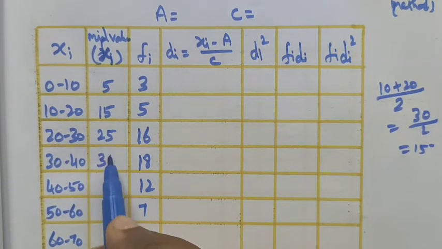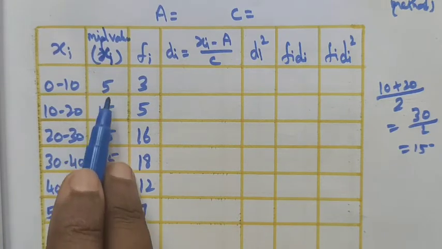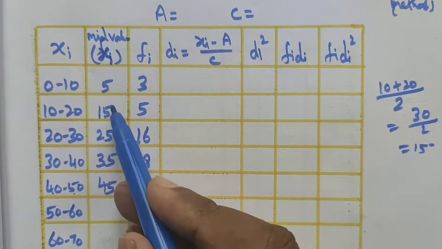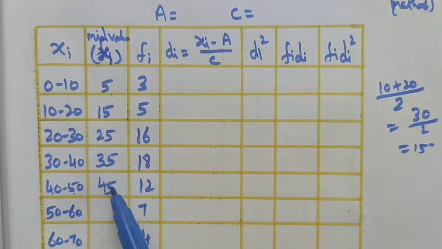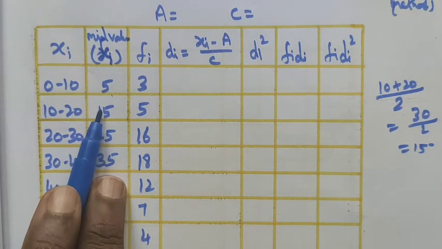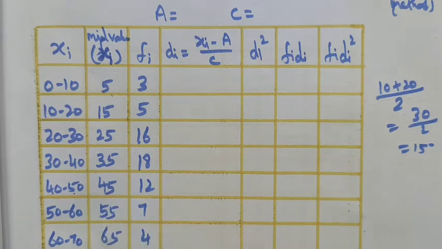70 divided by 2 is 35 and then 90 divided by 2 is 45, or otherwise we can find out one or two values. See the difference of this class interval mid value, we have 10, 10, 10 as the difference. So we get 55 and then 65. Directly we can write it. See, first and the second one we have the 10 difference, and then second and third we have 10 difference. 15 plus 10 is 25, 25 plus 10 is 35. Like this we can write.